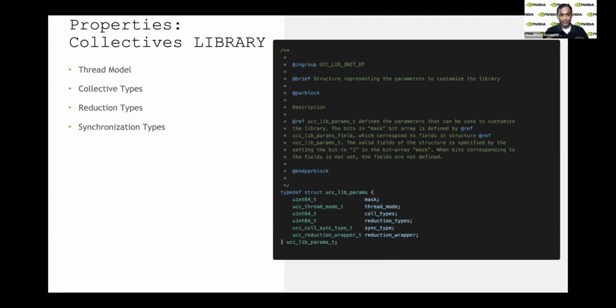So those are the properties that we can customize for the library. Sorry, your question? Yes. So what sync types are currently supported? Is it just synchronous, like for instance, barrier? Or do we have other types as well? So this is, I would say, a bit different.